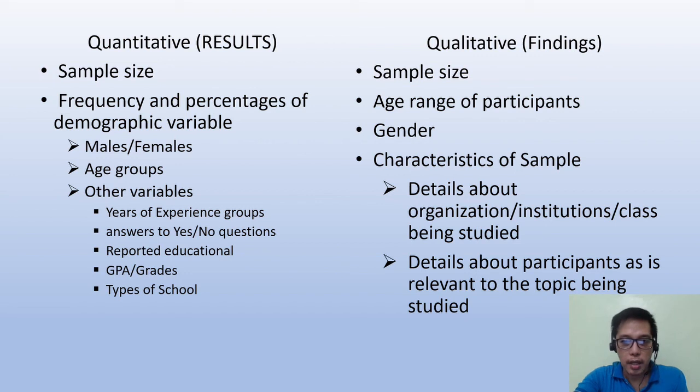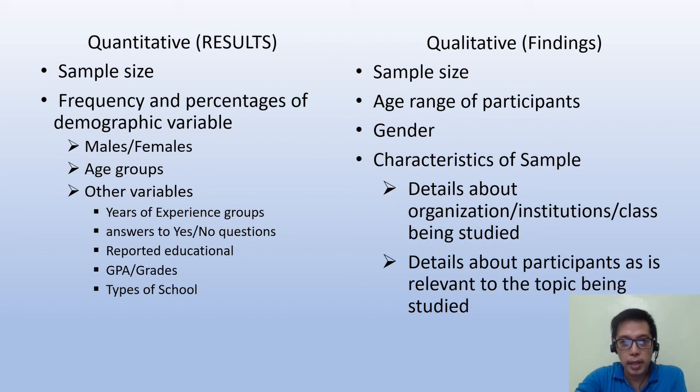Sample size, age range of participants, the genders, characteristics of the samples, details about organization, institutional class being studied, details about participants as is relevant to the topic being studied.